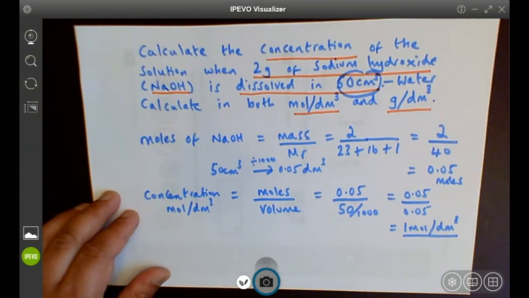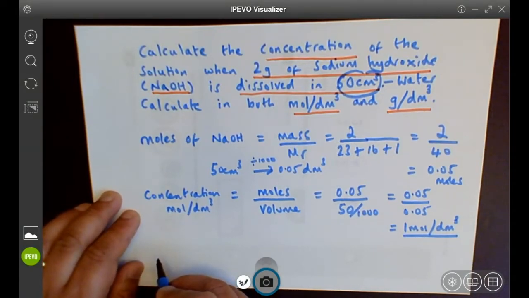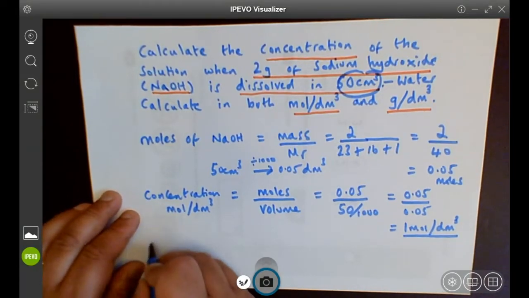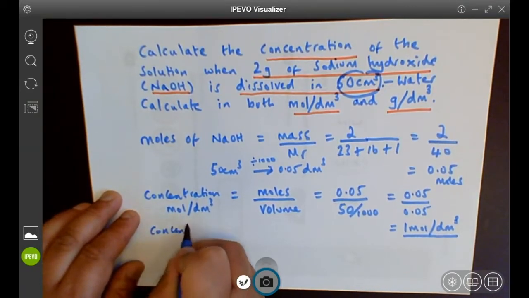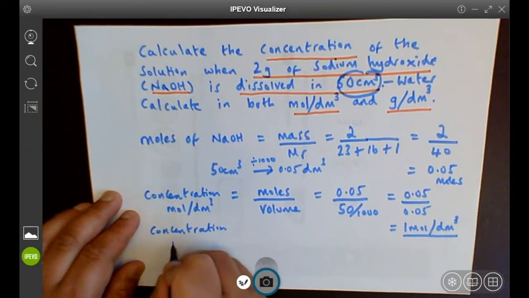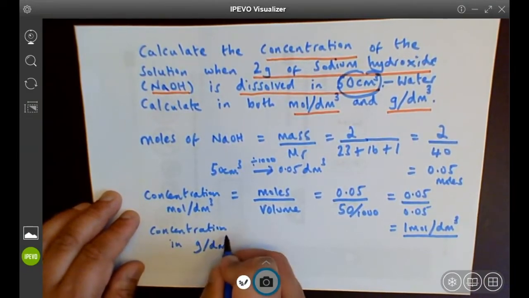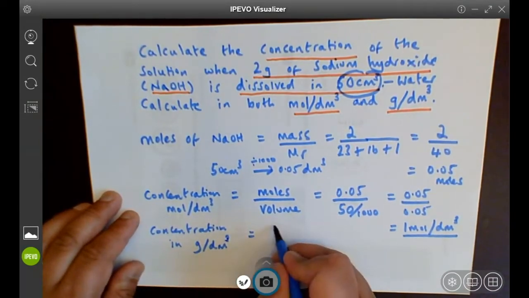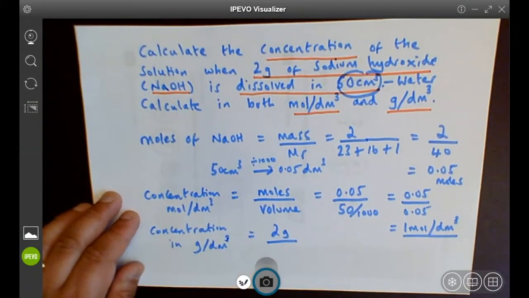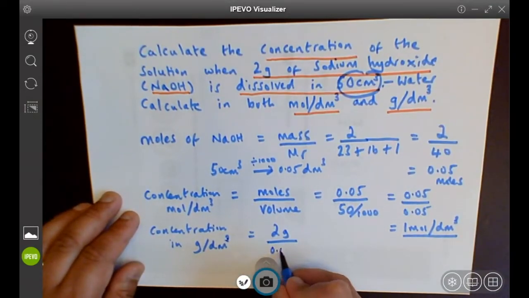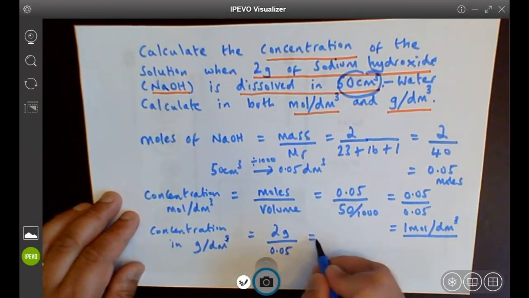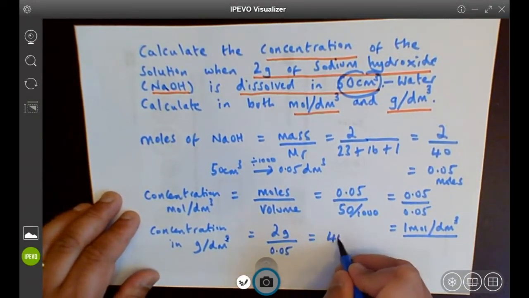We want to work out the concentration now in grams per decimeter cubed. Okay, so again, how do we work that out? So concentration in grams per decimeter cubed. Quite simply, we know that we've got the grams, so it's 2 grams, and we divide that by, it was dissolved in 50 centimeters cubed. Again, that needs to be converted to decimeters cubed. So if I just put 2 grams, divide that by 0.05 decimeters cubed, we'll end up then with 40 grams per decimeter cubed.